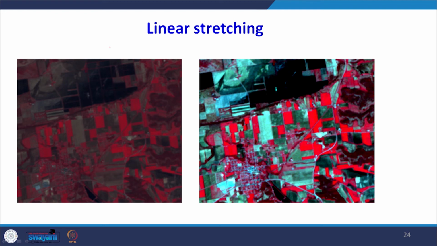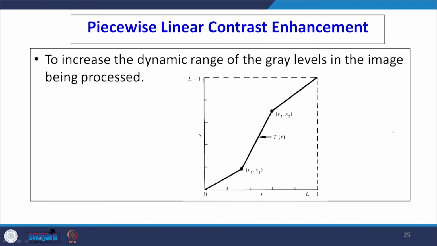So on the left side is again the original image in 3 colors, RGB, and then here we are using actually the same image after applying the linear contrast enhancement to all the 3 bands, and we are getting a very sharp image here. So the information content has improved a lot by doing so.